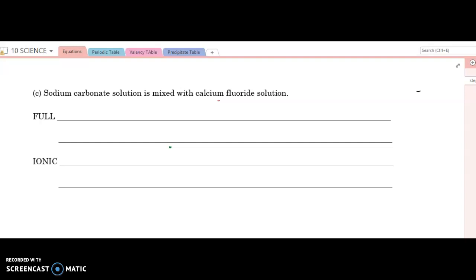Request from a student to help him with equations, in particular ionic compound equations. And his first question was, how do we know what state they are in? Well, first of all, you most probably will be given the reactants. That's what we start with. And here's a simple example.